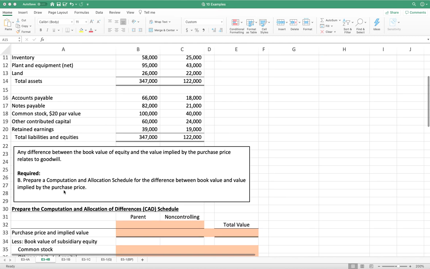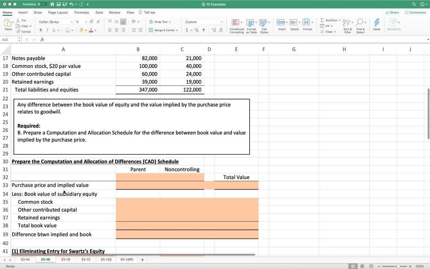For this part of the example, we need to prepare the computation and allocation of differences schedule for the difference between book value and the value implied by the purchase price. So the first thing we're going to do is look across the top at our columns. We're going to have our parent column, our non-controlling interest column, and a total column.